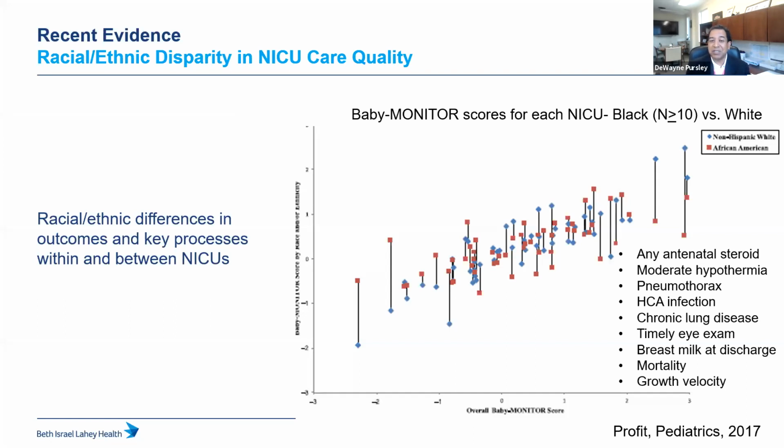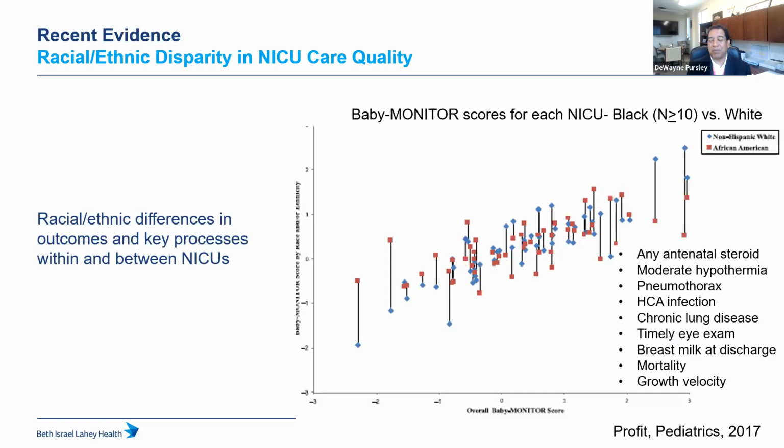In this study, using data from the California Perinatal Quality Collaborative, the Monitor tool is used. The Monitor tool examines 9 processes and outcomes, reflected in that list overlying the chart in the right lower corner here. In this study, they looked at 135 California NICUs, and Jochen Profit was able to demonstrate significant racial and ethnic variation in care quality.